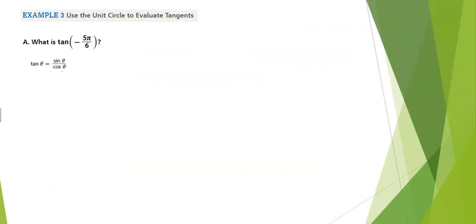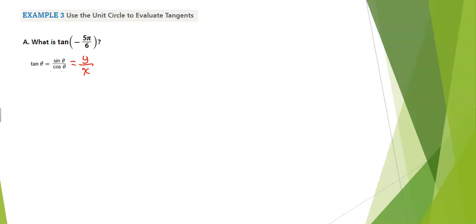Now I'm going to look at tangents. So you've done the sine and the cosine. You remember the sine on the unit circle would be the y and the cosine would be the x coordinate. So if I know sine and cosine, I can find the tangent. So it says, what is the tangent of negative 5 pi over 6?